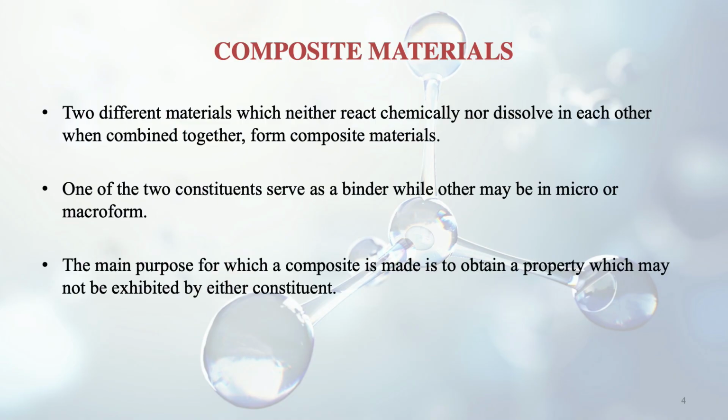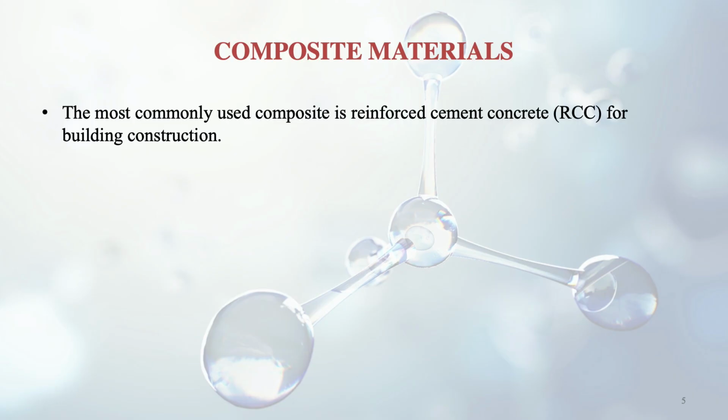Main purpose of making this composite is that we want certain better properties which are not exhibited by the individual material out of the two which combine together to form the composite. And the most common one which you all must have heard about or seen is the reinforced cement concrete, of which we make slabs also in our building construction.